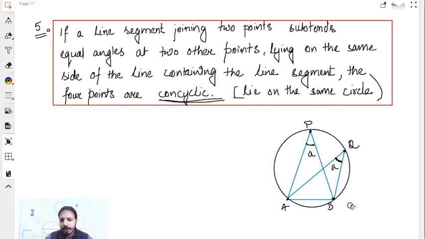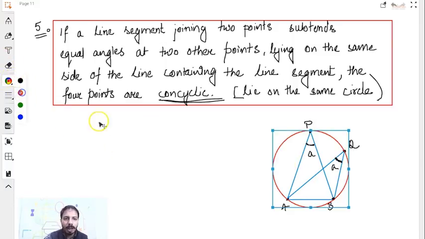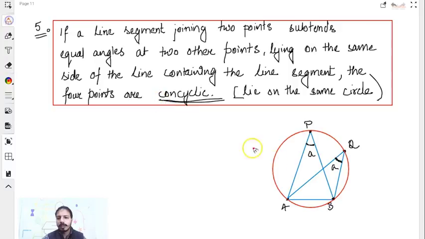So that means if I draw a circle with some radius, all these points will lie on it. This is what is known as concyclic. So now if I draw a circle, there will be one circle which will have all these 4 points lying on it. So this is the theorem.